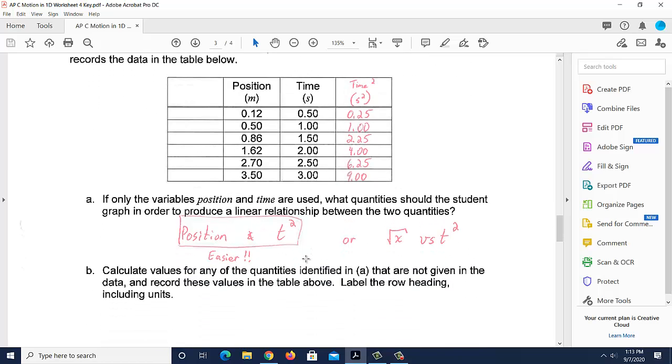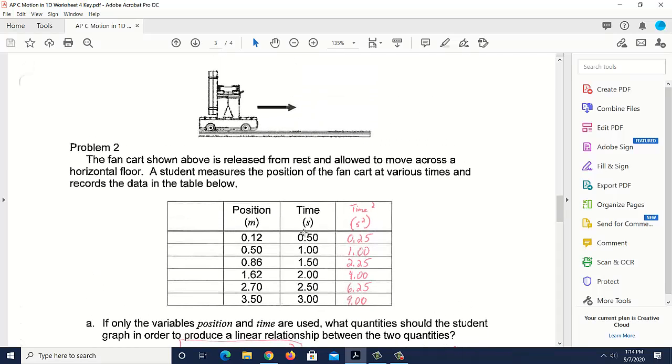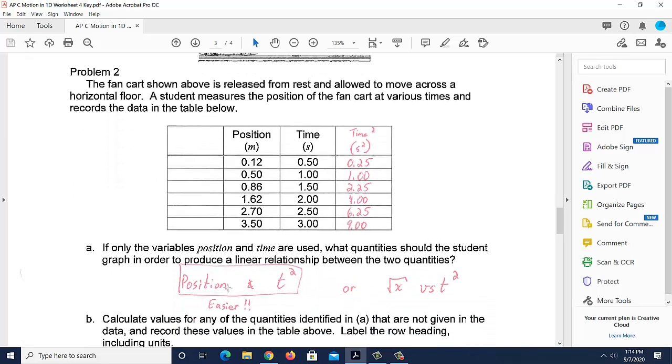Now here's a little more AP C way-ish of doing it. Note they're not going to ask you this time to actually make a graph of the original data, and then by looking at that graph, decide what to do to linearize it. They're just going to ask you, how do you linearize this data? What variables should you use? They are going to expect that you know that this will be a uniformly accelerated motion, given the constant force of the fan, and that in uniformly accelerated motion, position is proportional to time squared.